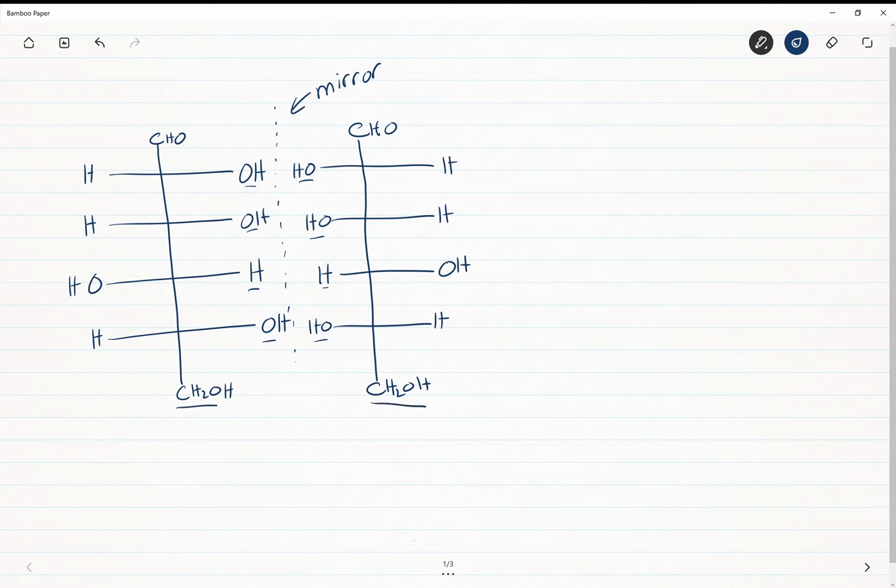Notice that on the bottom it's both CH2OH, and on the top it's CHO. And then on the other side, the OHs are away from each other, H's, everything lines up, and everything is a mirror image. So this makes these two molecules enantiomers of each other. Let's now look at another example.